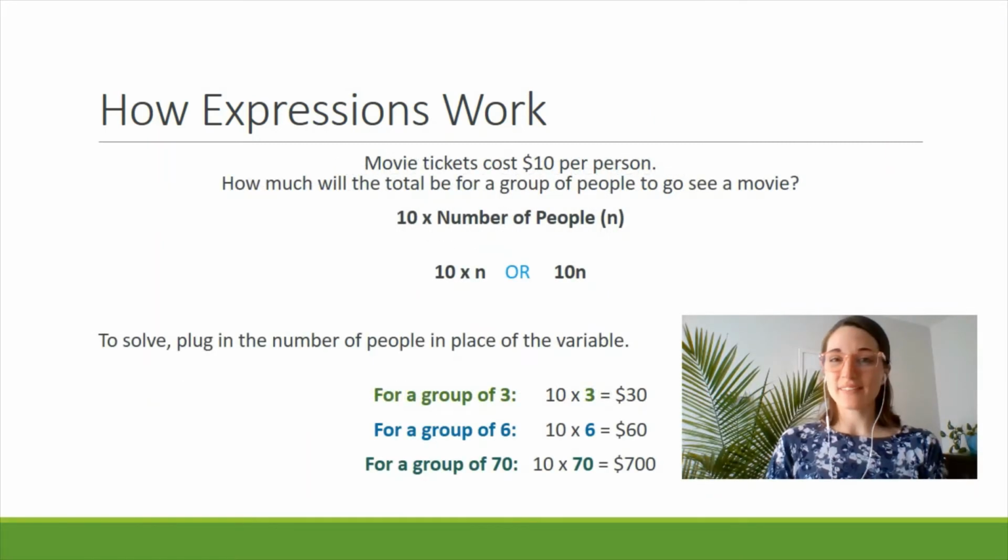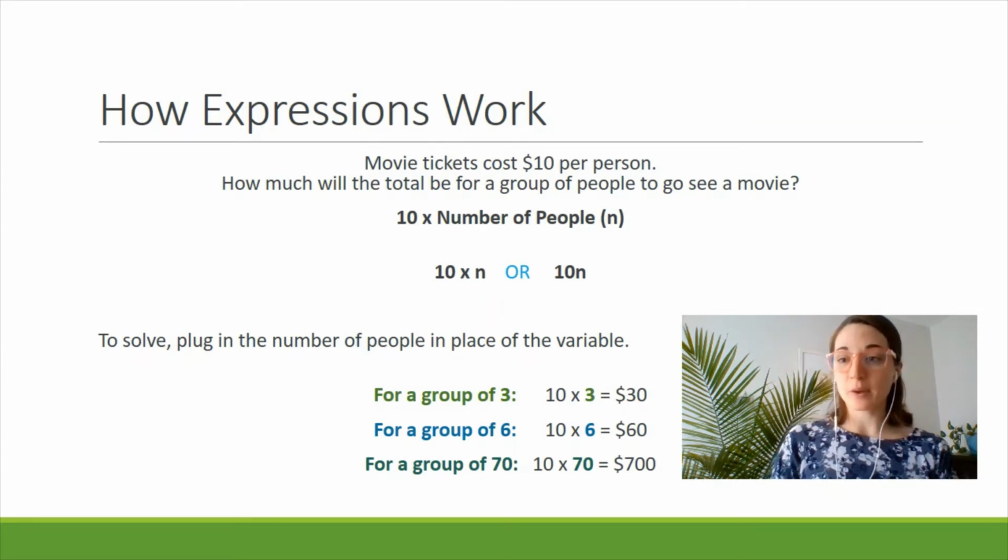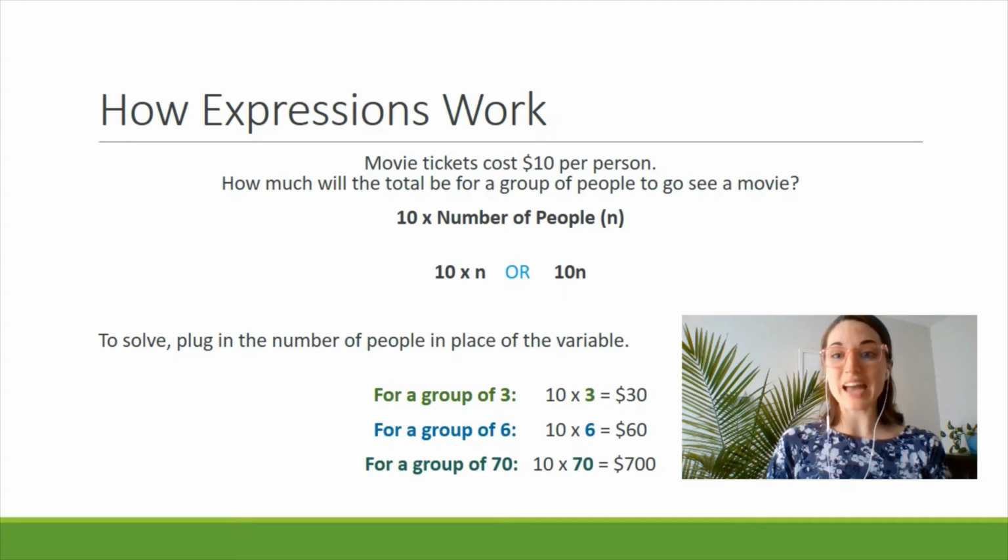So now that I have the expression, I can solve. To solve, all I have to do is plug in the number of people in the place of the variable. So let's say I have a group of 3 friends. Now my problem becomes 10 times 3 because we replace the n with 3. And the answer is 30. $30 for 3 friends to go see movies.